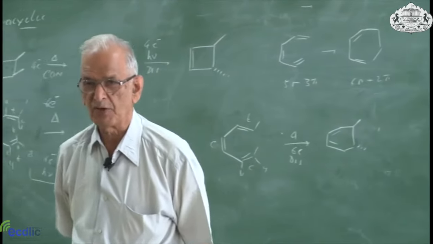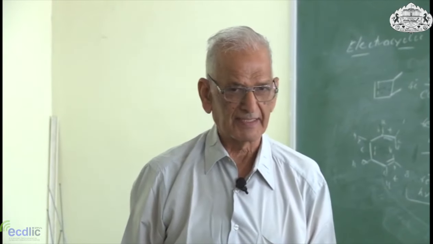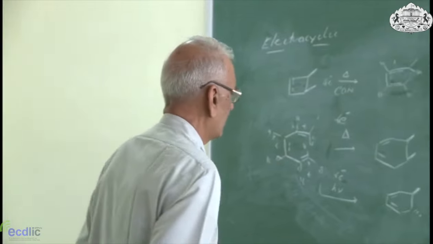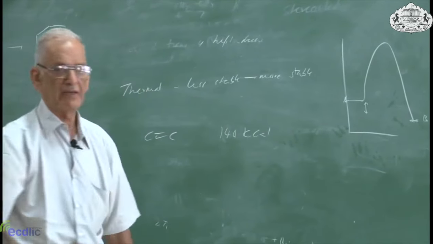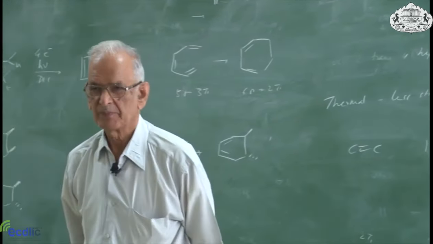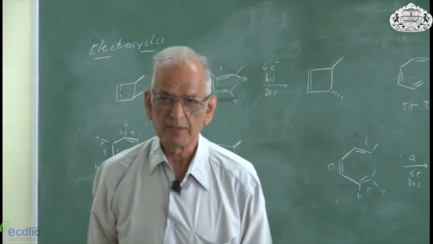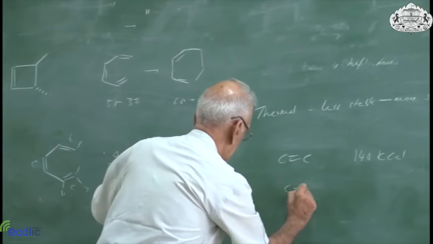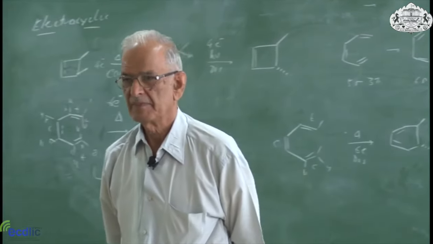I measure the heat of combustion. What do I mean by heat of combustion? I take such a compound, burn it in the presence of oxygen. Carbon will become carbon dioxide, hydrogen will become water. I measure that heat of combustion. And from this I find carbon-carbon double bond 140 kilocalories. Take ethylene, burn it, you will get two molecules of carbon dioxide, two molecules of water. Take ethane, burn it, you will get two molecules of carbon dioxide, three molecules of water. And from this, energy of the carbon-carbon single bond is 85 kilocalories.